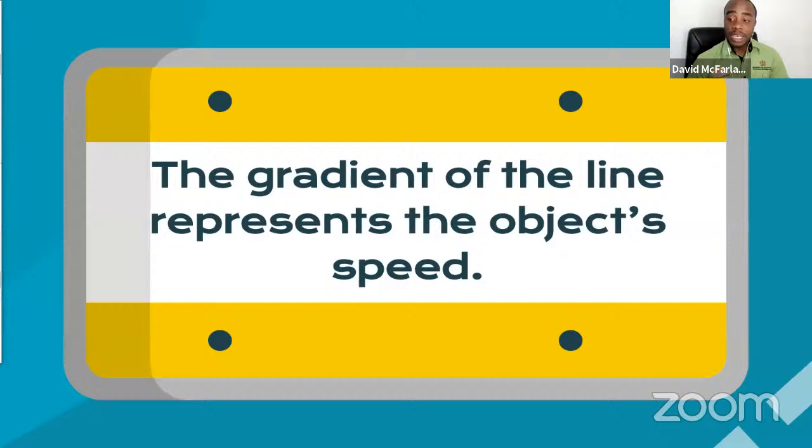Because remember that the gradient is equal to the rise over the run, right? And on our distance time graph, remember we said that the y-axis represents the distance and the x-axis represents the time. So since the rise, or the y-axis, measures the distance and the run, or the x-axis, measures the time, then the slope of the graph would be equal to what? Let me look out in the chat and see if anybody picks that up. So what would the slope of the graph be equal to, if on the y-axis is distance and on the x-axis it's time? I hope you guys are following what I'm saying. So what would be the slope of the line?